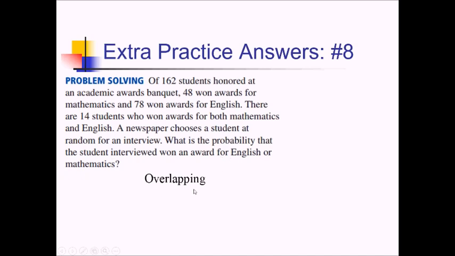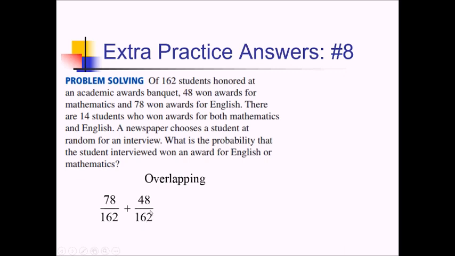So now let's talk about our overall number of possibilities for students. There was 162 of them. So that's going to be our denominator in all these probabilities that we're adding together. And if we're just talking about the English award winners, they said 78 won awards for English. So there's a 78 out of 162 chance that a student randomly picked won an English award. For the math, it was 48 out of 162.